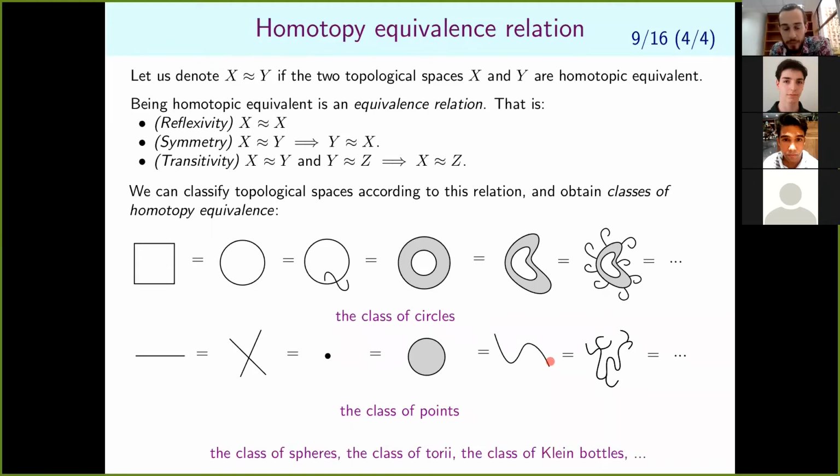And there are many more classes of homotopy equivalence. For instance, classes of spheres, of tori, of Klein bottles, just as for homeomorphic spaces.